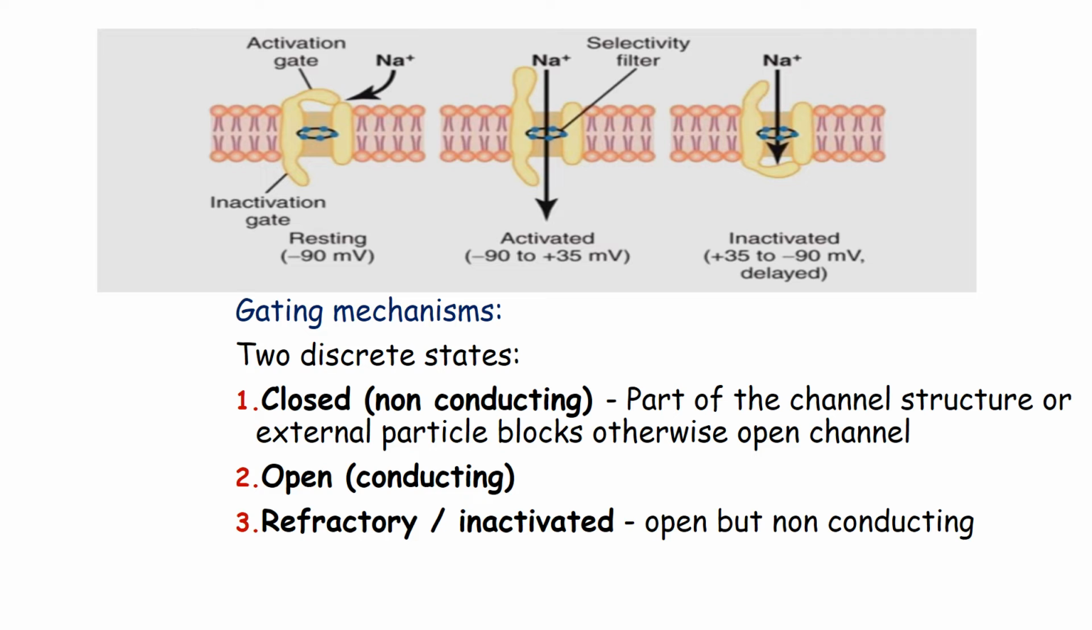Okay, so we have two types of gates for the sodium channel, the activation gate and the inactivation gate, and you can see different voltages. When the cell is at minus 90 millivolt, the gate is closed. When it becomes voltage activated, or depolarized, the gate is active, and then again it is closed. So we have this gating mechanism for the sodium channel.